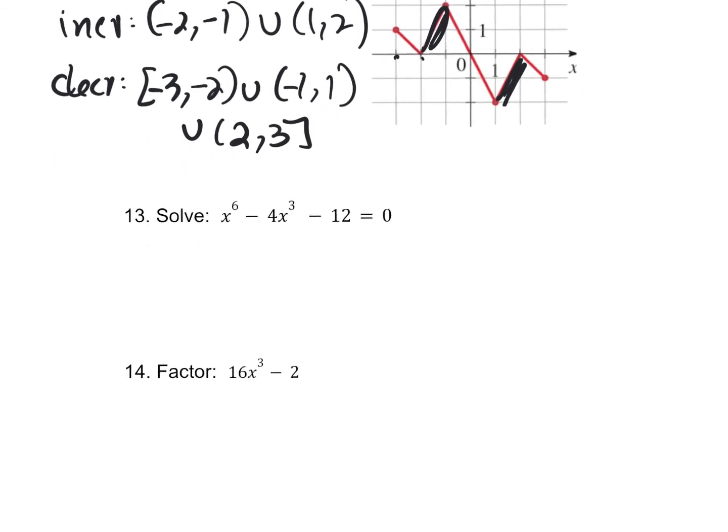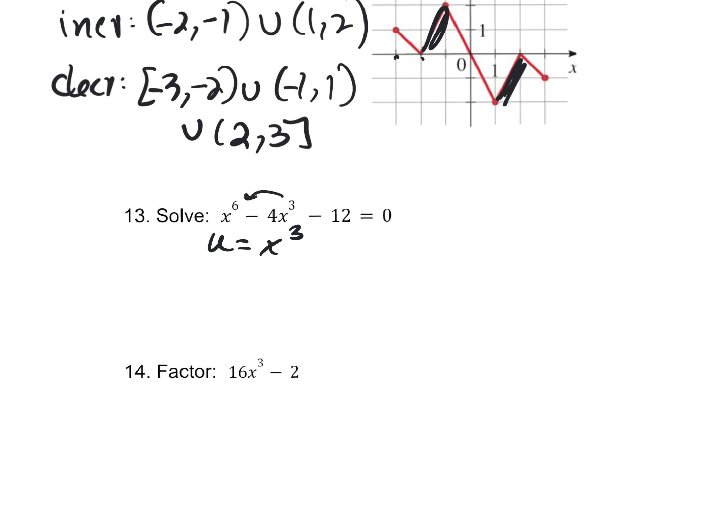Almost there. Solve x to the 6 minus 4x cubed minus 12 equals 0. Anytime your first exponent is twice as big as your middle exponent, or your middle exponent is half as big as your first, you're going to use u. U is always the middle exponent. And again, you can do this when the middle exponent is half the first.